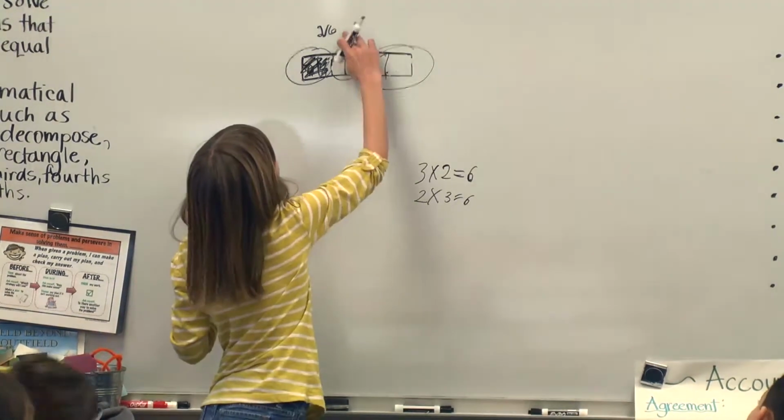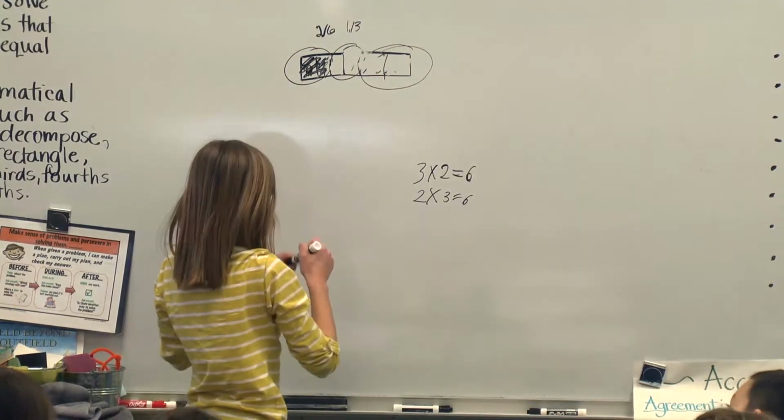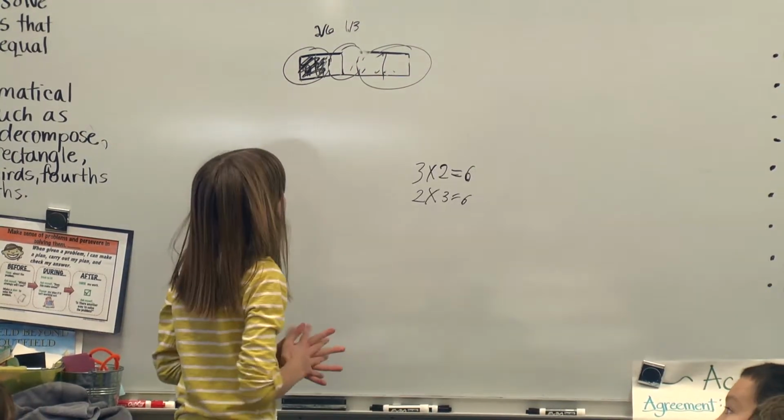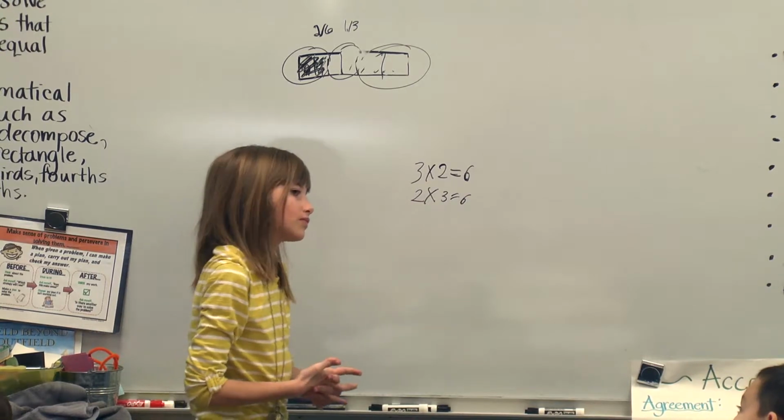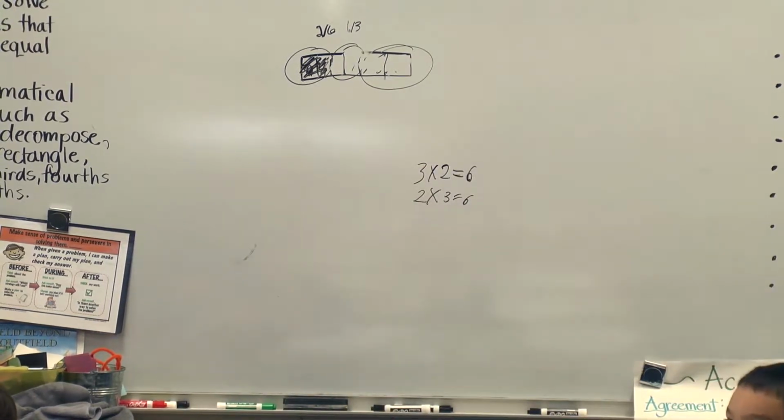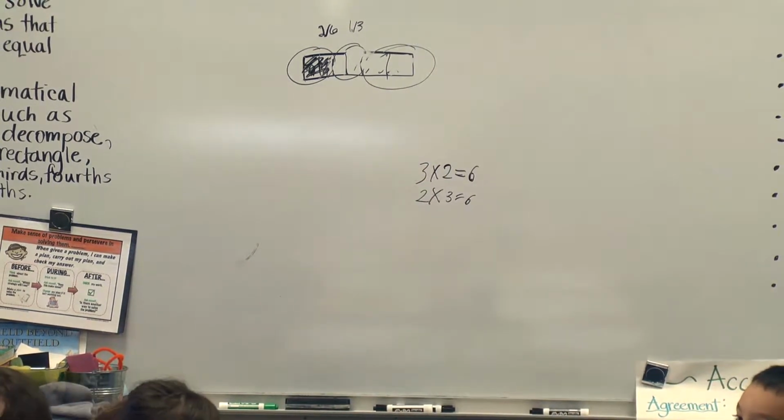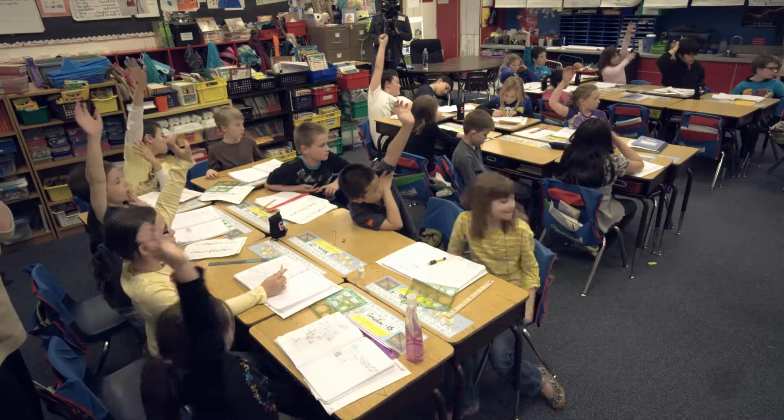Someone have a different way to explain it as well? Because I'm starting to understand what Ryan is saying, where it's similar to multiplication. I see what Isabel's doing where she's putting them into thirds. Elliot, can you call on another person for me, please?